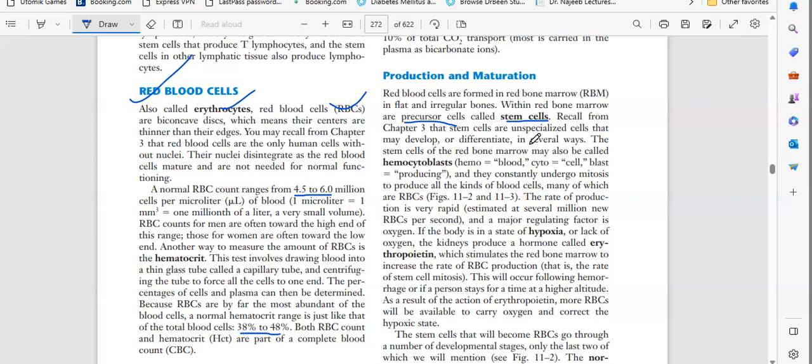the stem cells of the red bone marrow are also called hemocytoblast. दूसरा नाम क्या है? Other name of stem cell, that is hemocytoblast. Hemo means blood, cyto means cells, blast means production. Blood cell production house. Hemocytoblast is the area where blood cell production happens. So where is that area? Red bone marrow. Red bone marrow is that area.